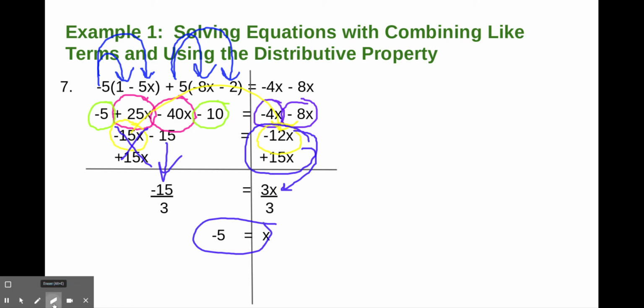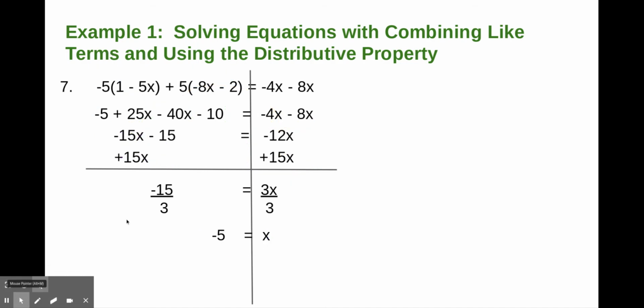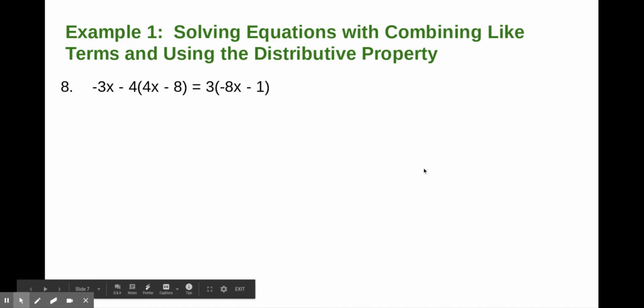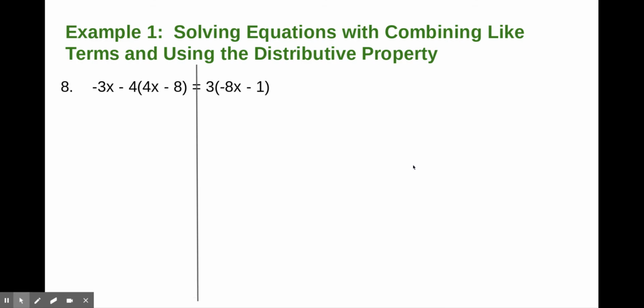All right, let's take a look at one more problem. And again, when these problems get a little bit more complicated, it's a lot easier to draw that line going down through the equal sign to separate your left side and your right side. All right, so let's take a look. What is my first step to do? My first step is to get rid of those parentheses. And I have parentheses on my left and on my right.